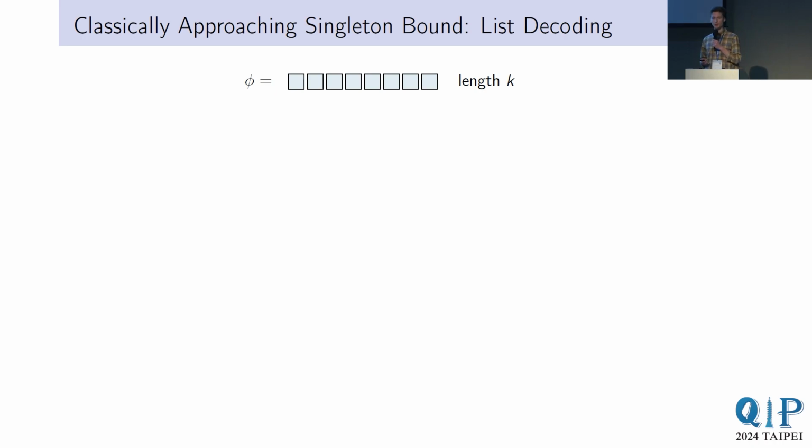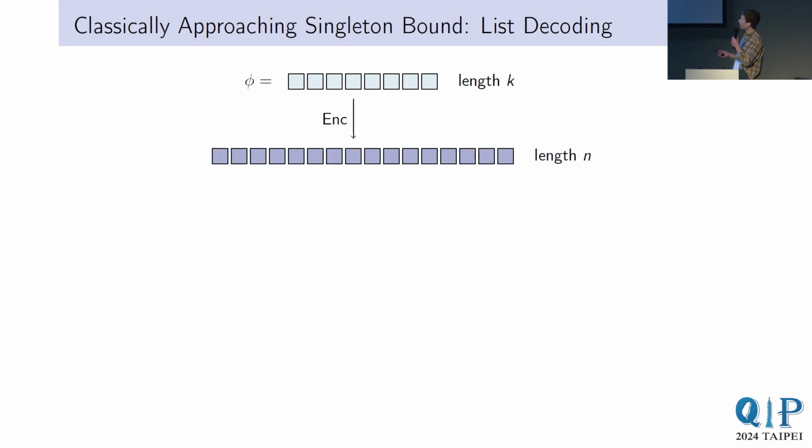So I just told you why classically we can't approach the classical singleton bound. Now I'm going to tell you that actually we kind of can. We just need to further change our notion of decoding. So we can't do exact decoding up to the singleton bound classically. We can't do approximate decoding. What we can do is actually list decoding. So this is this notion. It's been very well studied classically.